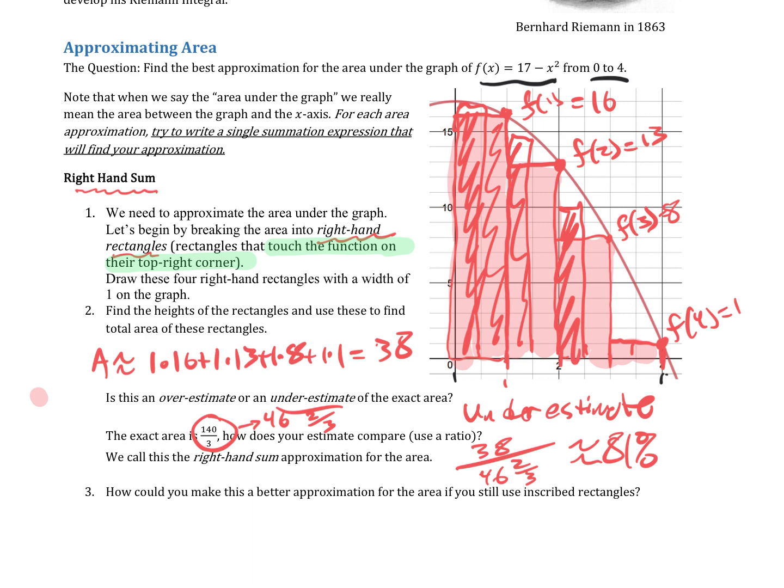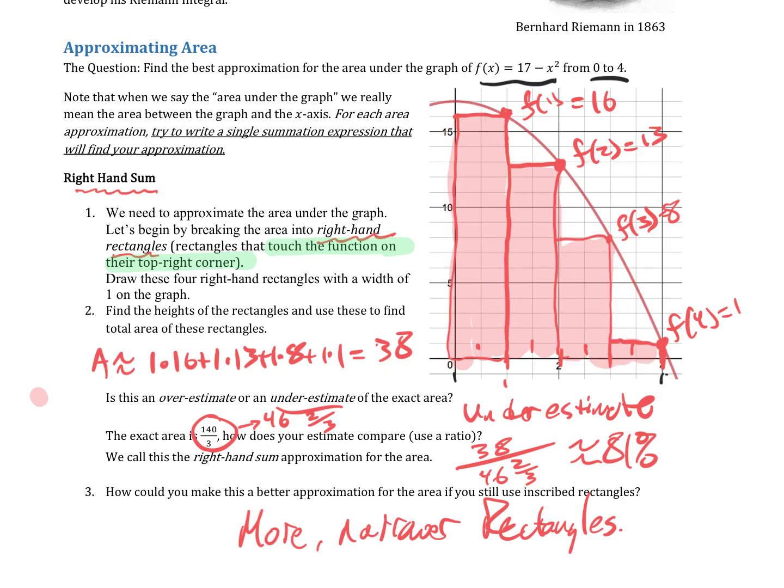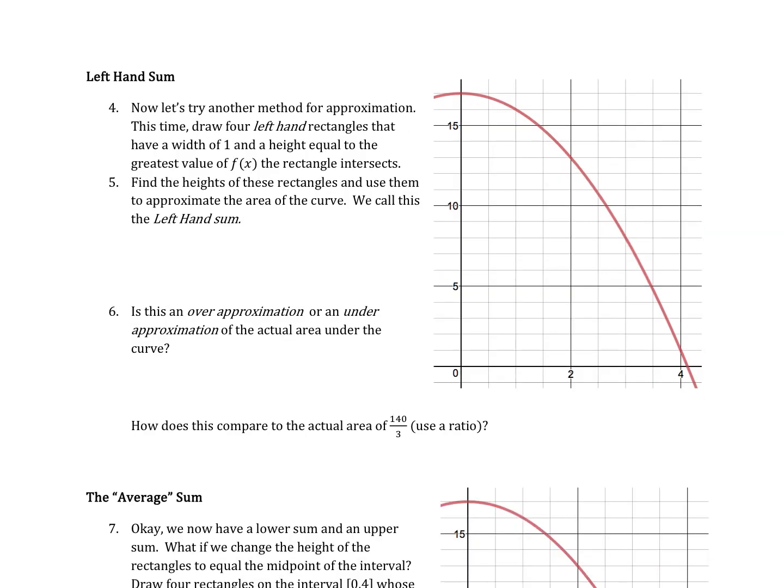And so if we used more and skinnier rectangles, we'd fill up more of the area. See that? So more, narrower rectangles is the key. And that's going to be the key to finding an exact area eventually. Next, we're going to look at another way to make rectangles here.